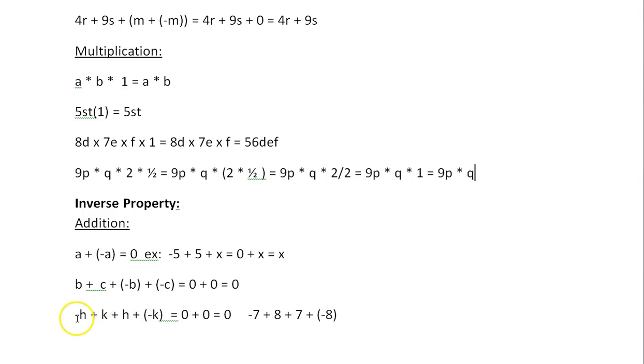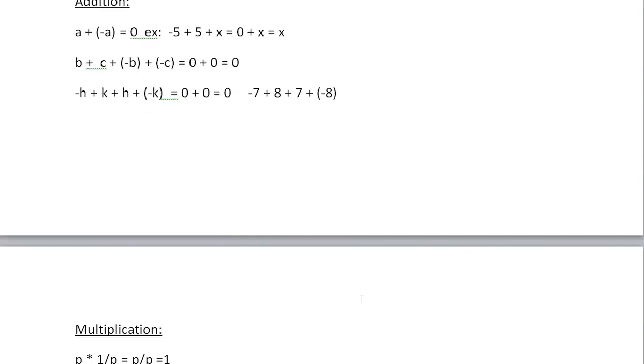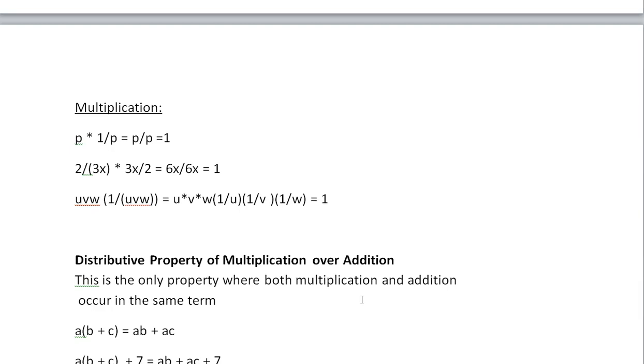Here we have, and it doesn't have to be in the same order. I want to make certain that people are aware that the order can be juggled around a little bit. Here I have a case where it goes to 0. Here I have a -7 and an 8, and then I have a 7 and a -8. So again, you have that inverse property happening in the addition, and they will cancel each other out to go to 0.